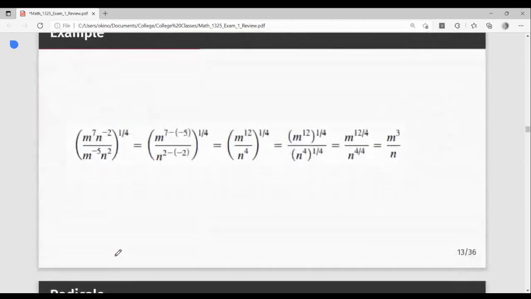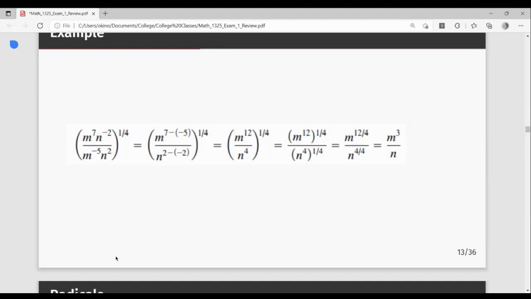Here we have an example. The goal of this example is to simplify things as far as we can and write them with positive exponents. When we're simplifying, we need to look at parentheses first. So first, deal with whatever's inside the parentheses. We have these negative exponents, so let's try to write them with positive exponents.